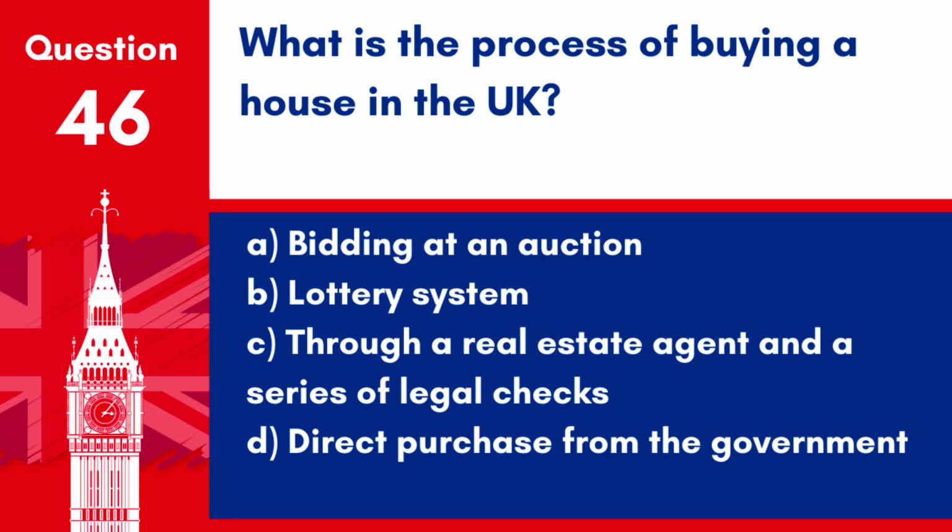Question 46. What is the process of buying a house in the UK? A. Bidding at an auction. B. Lottery system. C. Through a real estate agent and a series of legal checks. D. Direct purchase from the government.